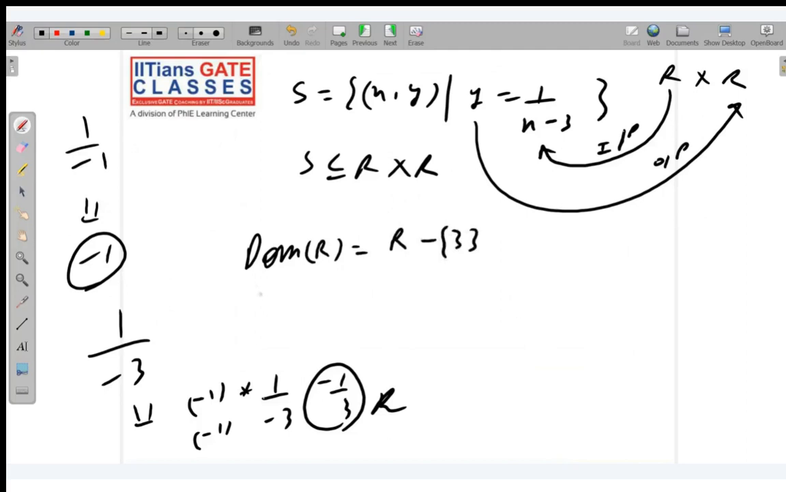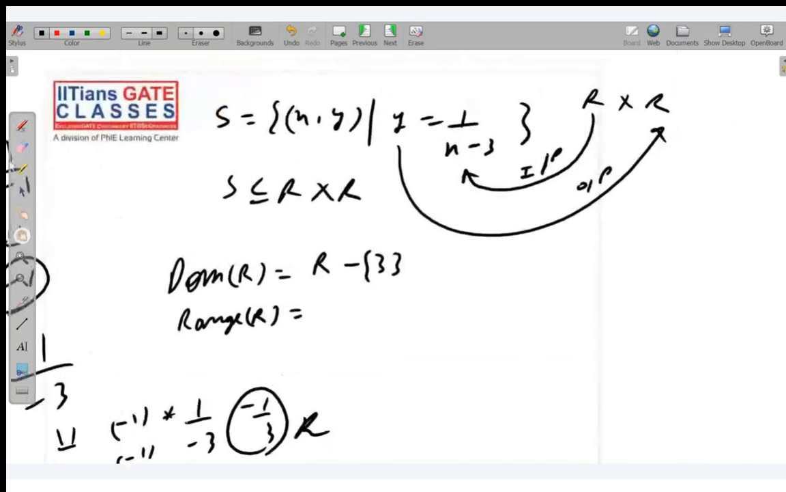Now range. How will you find the range of R? That is again a good question. For that, I am not able to guess from here itself. So what should I do now? I will try to express X in terms of Y and do the reverse process. So what I have to do from here, I will say X minus 3 is 1 upon Y. I simply reverse it.